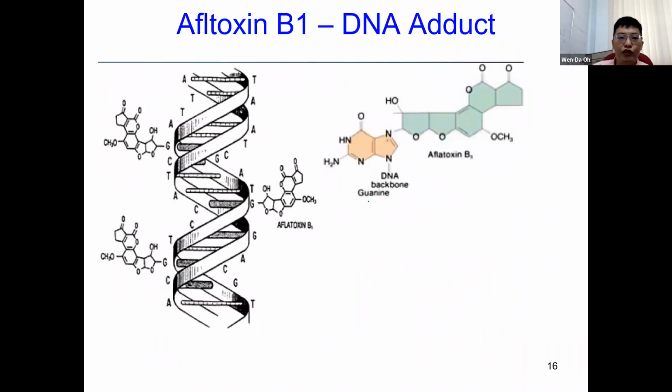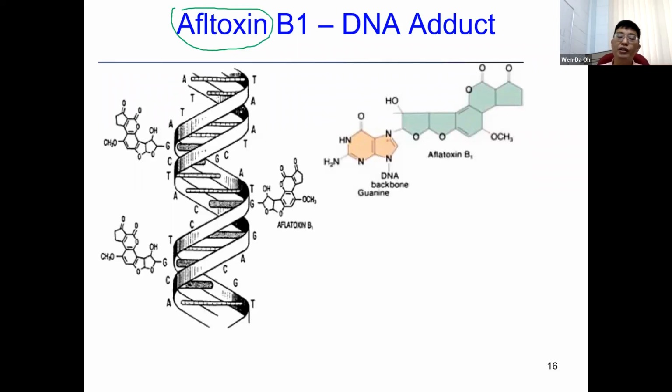Okay, so this is aflatoxin. This is one of the chemicals found in fungi. You can have it in the corn, for example. If the corn that's been produced is not taken care of properly, all these fungus can grow on the surface of the corn and start to produce this chemical called aflatoxin.